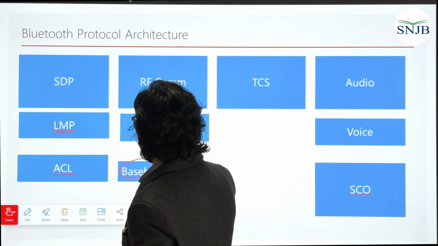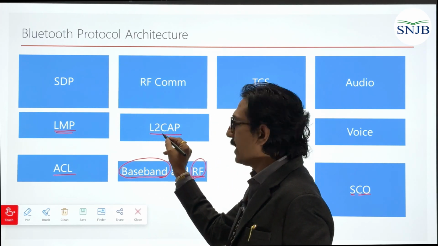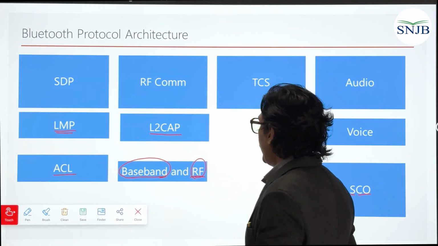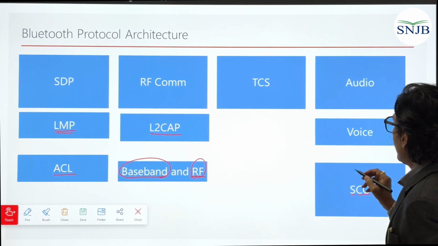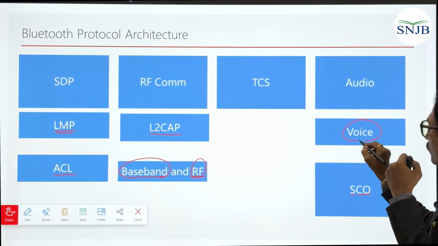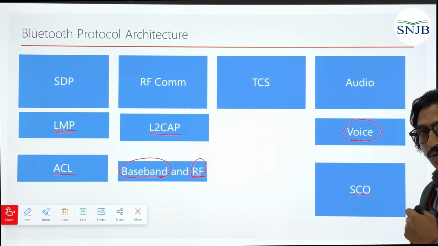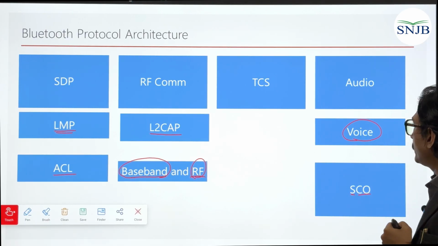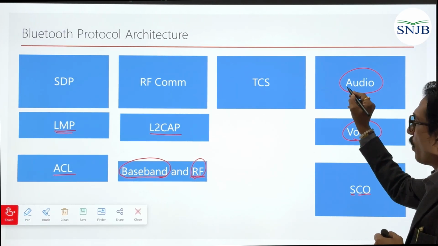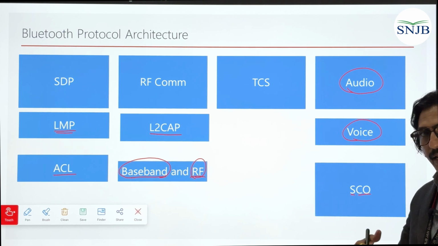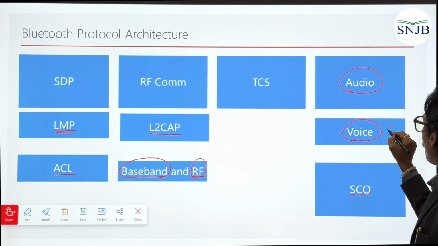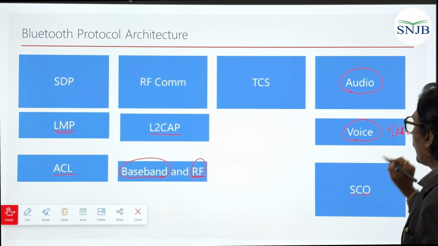The logical link control and adaptation protocol is also for establishing and controlling the links. Here you can call someone through Bluetooth using voice. You can also send audio, which is up to the 20 kilohertz range. The voice bandwidth is up to 4 kilohertz.